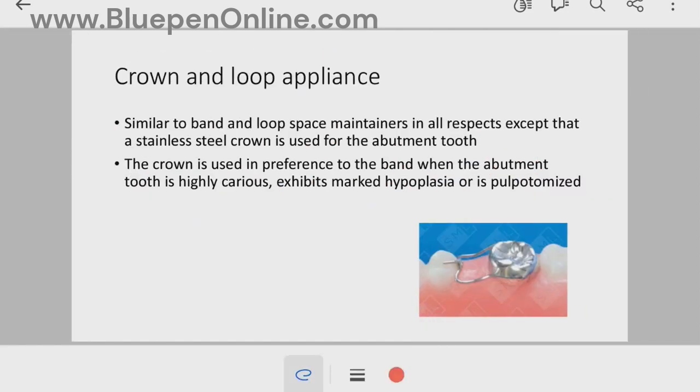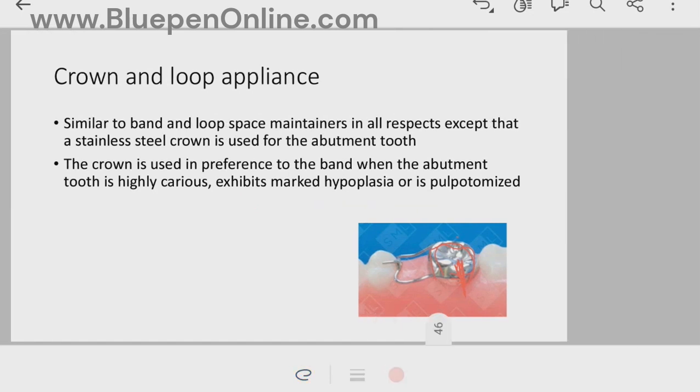Now coming to crown and loop. The only difference is that there you had a band and now you are having a crown. So you are just using a stainless steel crown over the abutment. This is indicated when the abutment is highly carious, or hypoplasia is there, or if it is pulpotomized, you can use a crown and loop.